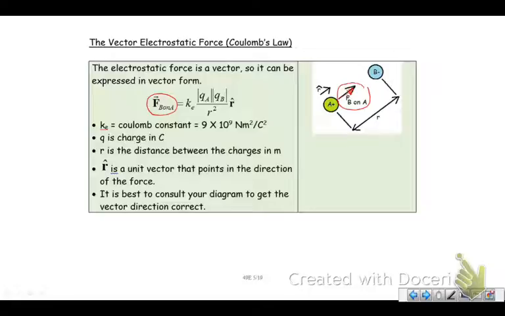And that equals, well, KeQq over r squared. That's my old equation. All I'm doing is adding a unit vector to make it into a vector. Unit vectors have a magnitude of 1, so the unit vector doesn't change the size, the numerical value, but it adds directionality. So our unit vector has to point in the same direction that my force points.